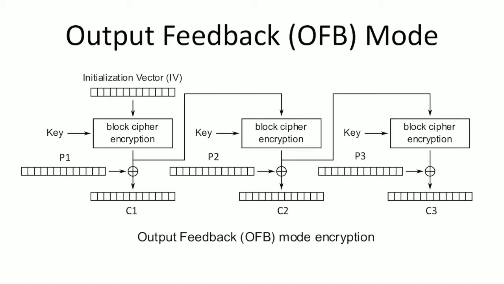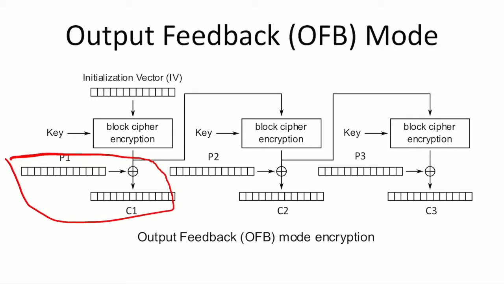The output feedback mode, or OFB, converts a block cipher into a stream cipher because the encryption and decryption of plaintext and ciphertext block, respectively, is just an XOR operation with the key stream. This figure shows how the encryption is done in output feedback mode. Here P1, P2, and P3 are plaintext blocks, and C1, C2, and C3 are their respective ciphertext blocks.